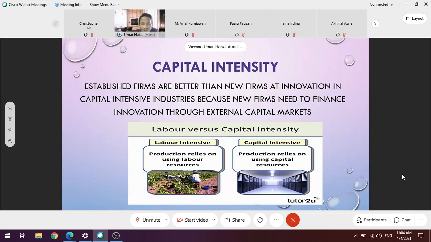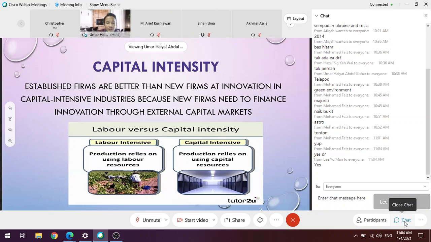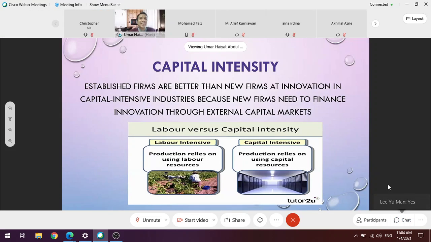Faham tak soalan saya ni? Understand my question? Kekurangan tenaga kerja, doktor, maksud doktor. Kekurangan tenaga kerja. From your own understanding, because I'm talking in terms of labor intensive and capital intensive, my question is: do you think that Malaysia is currently facing labor shortages?